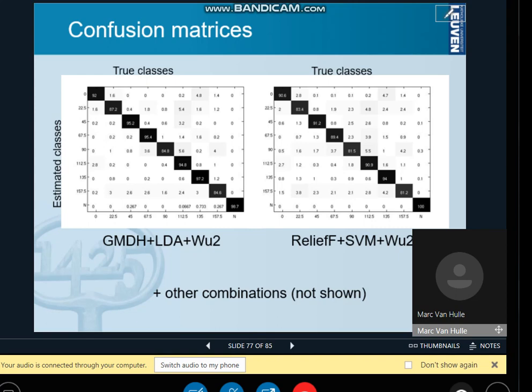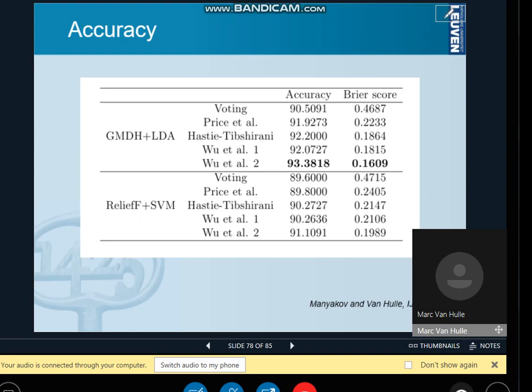You can have a GMDH wrapper that is using an LDA classifier, and the Wu et al. scheme to handle the multi-classification problem. So there are different possibilities, and slide 78 is sort of summarizing it all. And there you see you have 8 different combinations of classifiers, wrappers, and ways of resolving multi-class issues. And you see that the best performance is 93%, obtained by GMDH in combination with LDA and Wu et al. method number 2. And you see accuracy.